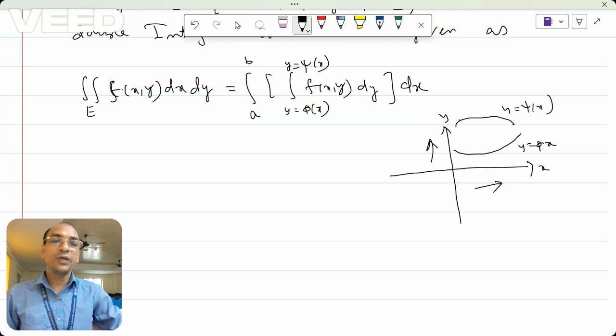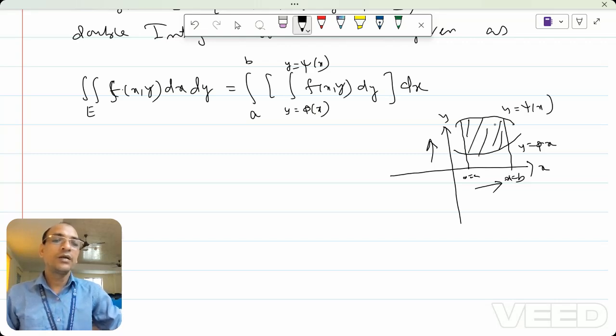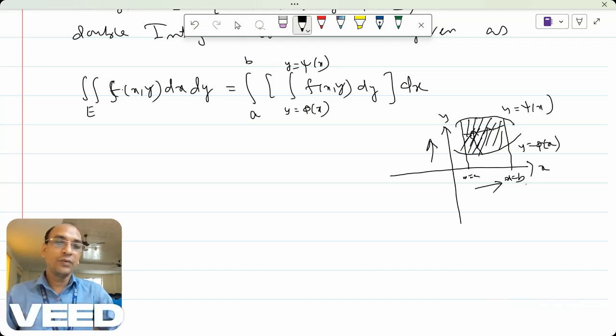Similarly, x equal to a means this is my x equal to a, and x equal to b means this is my x equal to b. So this is the region bounded by x equal to a, x equal to b, and y equal to phi x, and y equal to psi x. So we have to evaluate the double integral in this region. When you are taking the limit, y will be from bottom to top in this direction, and x will be from left to right.